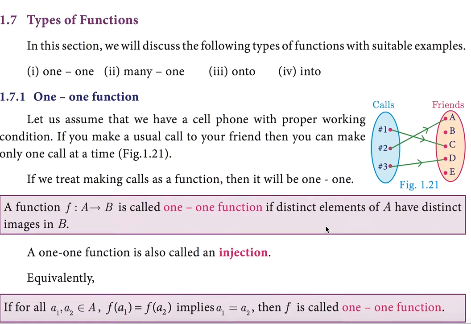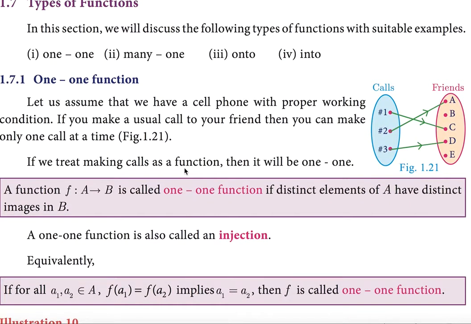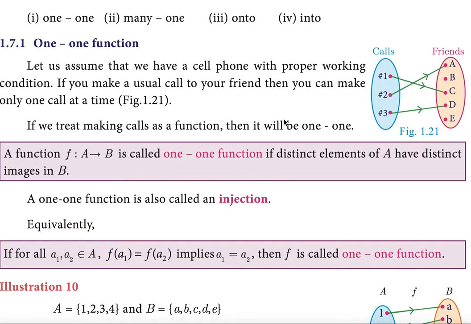Types of functions. In this section we will discuss the following types of functions with suitable examples: one to one, many to one, one into. One to one means, let us assume that we have a cell phone in proper working condition. If you make a usual call to your friend, then you can make only one at a time. If we treat making calls as a function, then it will be one to one. At any given point of time you can only talk to one person.